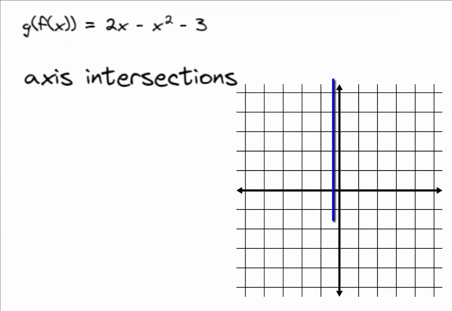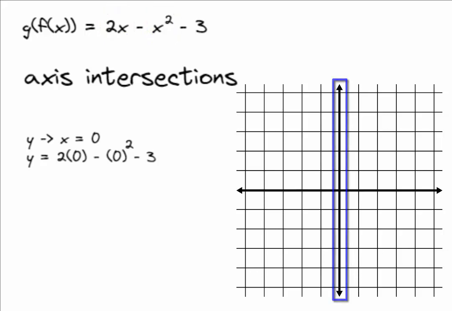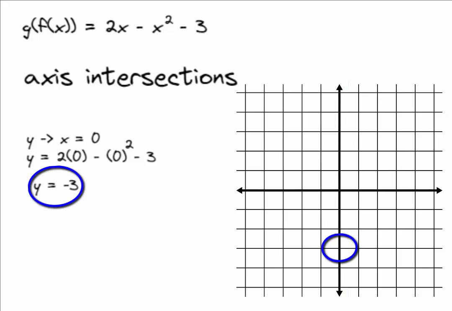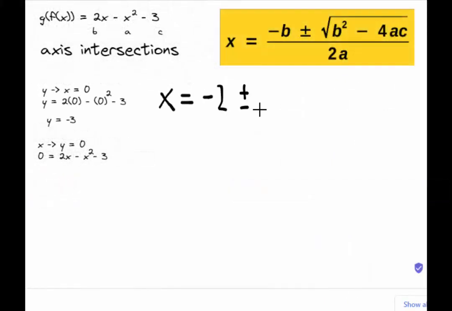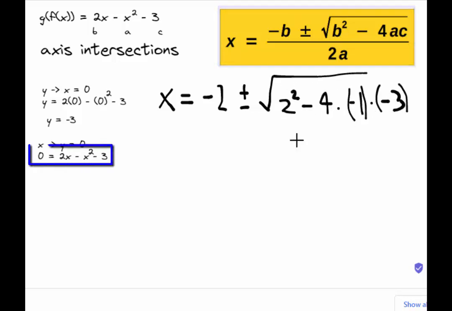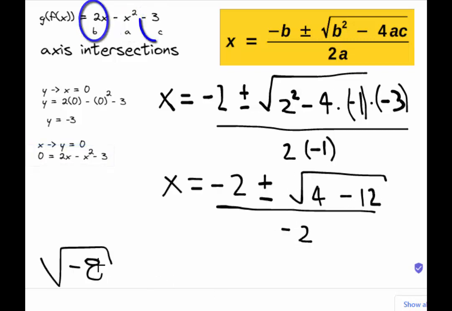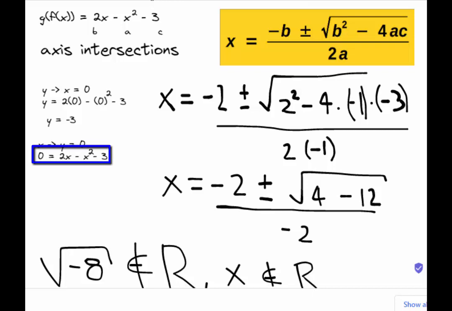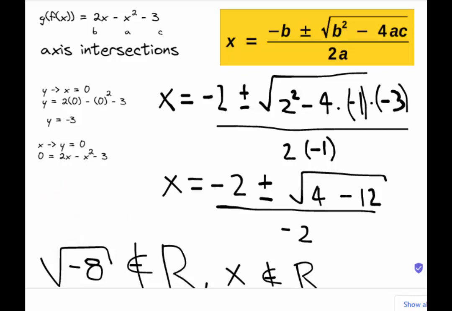To find the line's intersection with y, replace the x values with 0, and we find that the function line intersects at y equals -3. For the line's intersection with x, replace the y values with 0. In this case, we rely on the quadratic equation to find any possible solution to the expression. After replacing the values a, b, and c, we found that this equation cannot be solved, so we conclude that the function will never intersect the x-axis.